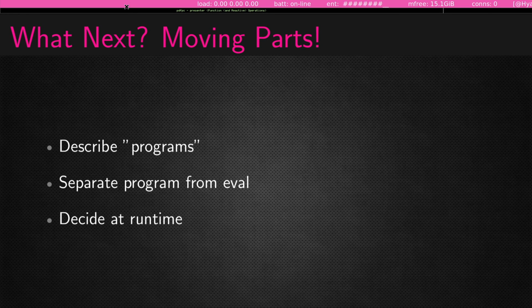So what's next? Okay, that was mostly static stuff that we can define, but the moving parts, right? We want to be able to describe programs, separate the program from its evaluation, and decide at runtime which way we can evaluate that program. And so let's take a look at an example.